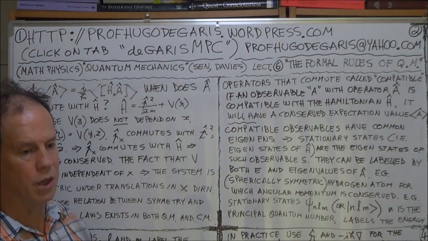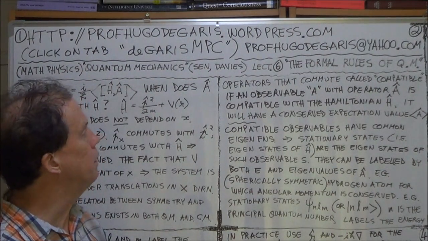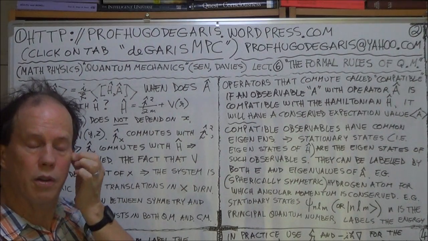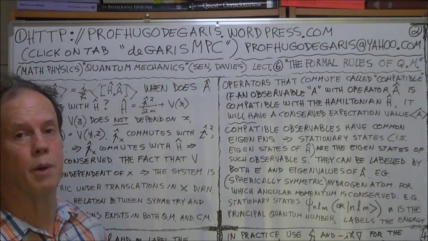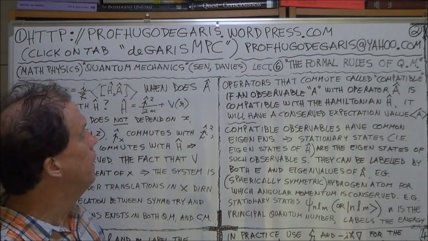This means that you can measure both of them to infinite accuracy simultaneously. You don't get any disturbance measuring one. You don't disturb the values of the other by measuring one, and vice versa. Okay.